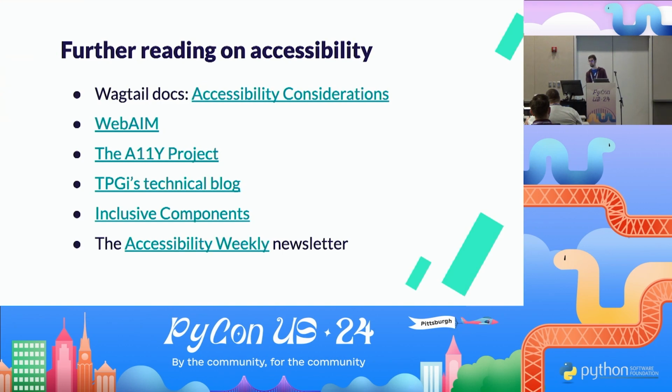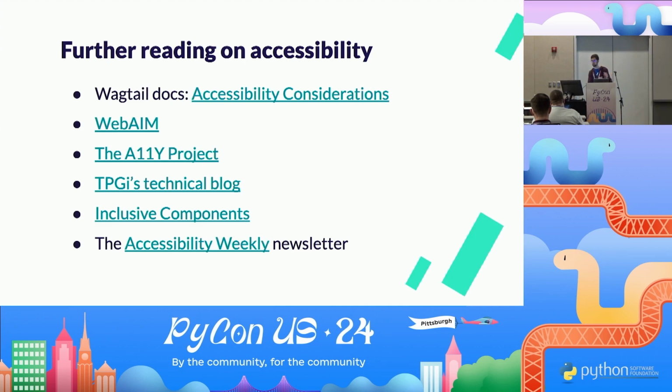Okay, I have some links for further reading on accessibility. There's a specific page in the Wagtail docs on accessibility considerations. That's a great start if you're looking for Wagtail-specific guidance. We already talked about WebAIM. They have a great list of, again, survey data, blogs, and other guidance.